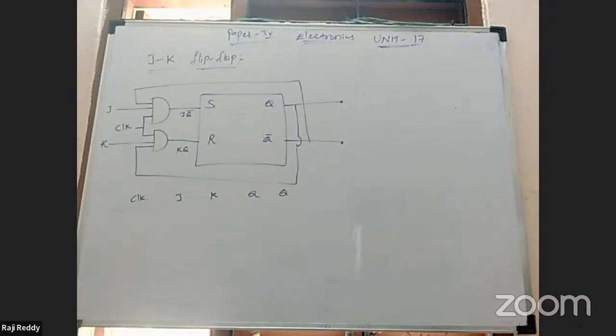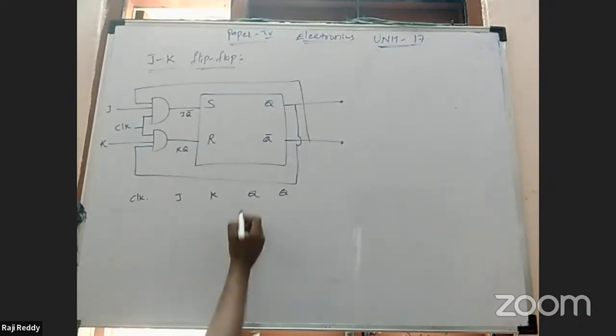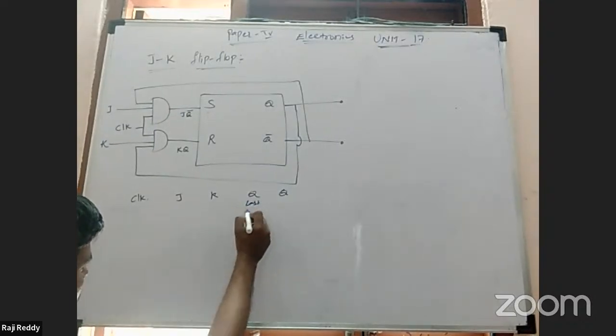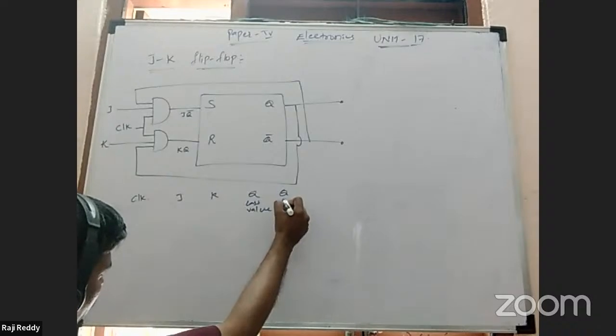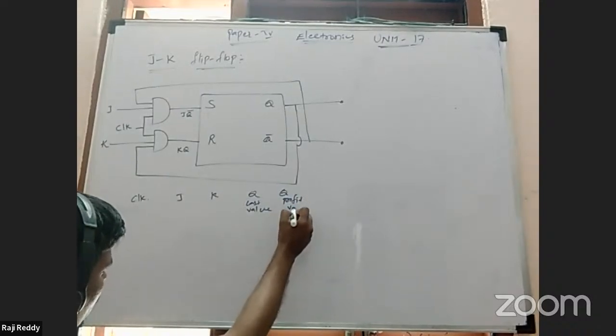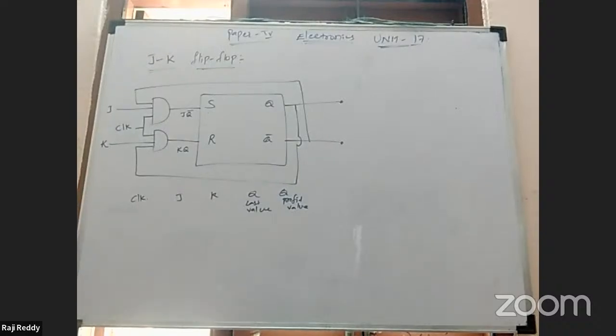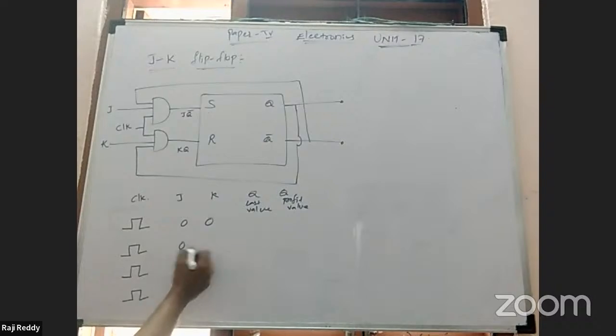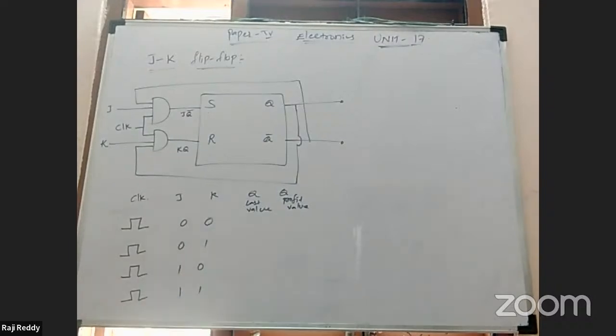Last value, previous value, that is Q last value, Q previous value and Q bar. In all the cases, we are going to discuss positive going triggering. In those 4 entries, positive going triggering conditions. Here the possibilities are 0 0, 0 1, 1 0, 1 1, the input conditions.